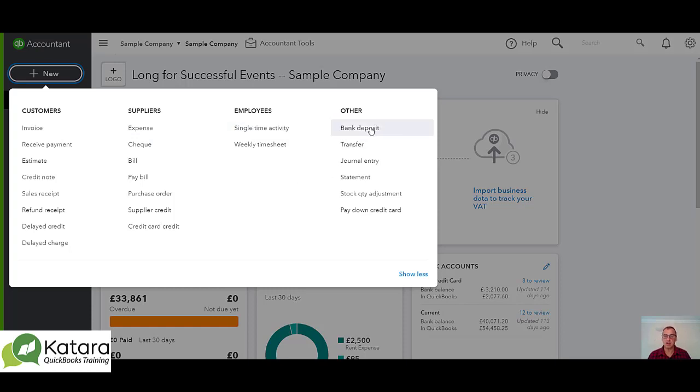Under other, you again have useful forms: bank deposits, transfers, journal entries. So these are all entry forms that you'll become familiar with, or you'll become familiar with the ones that are relevant to your particular business or organisation.